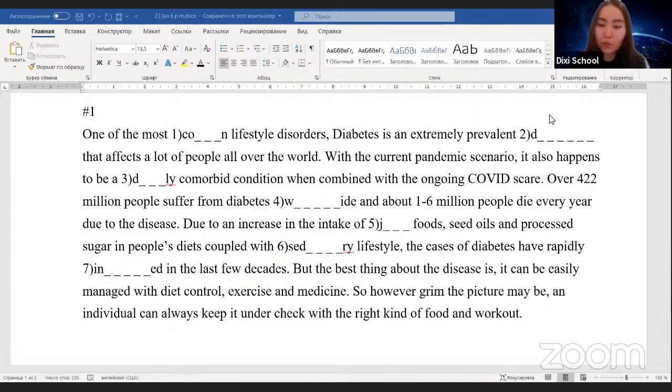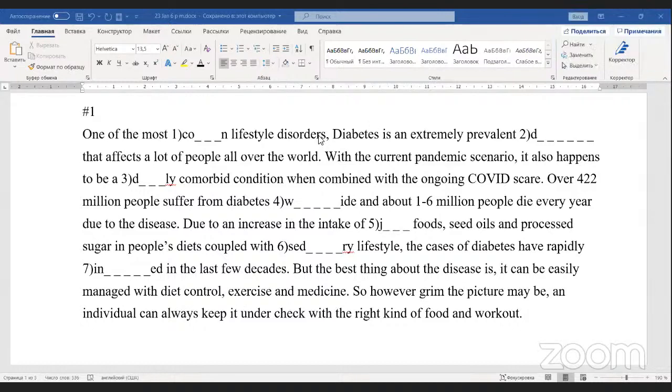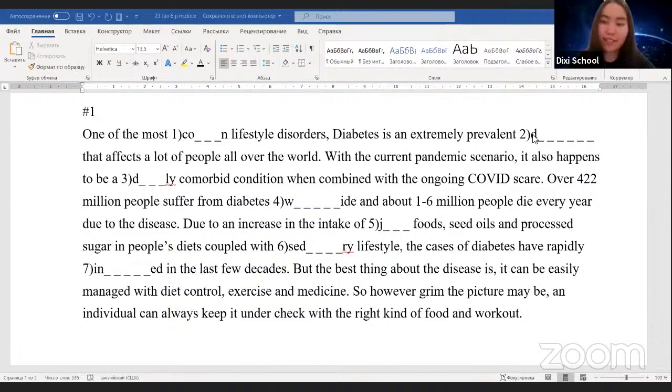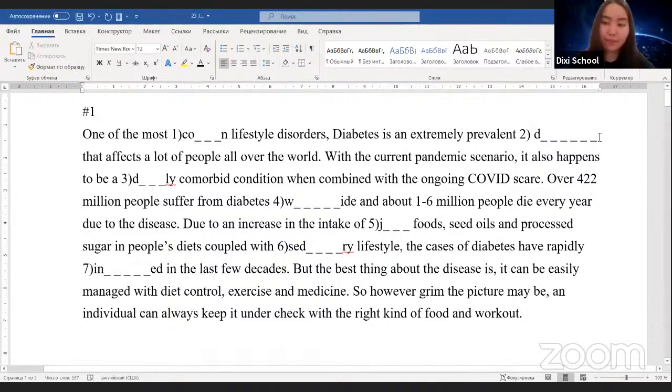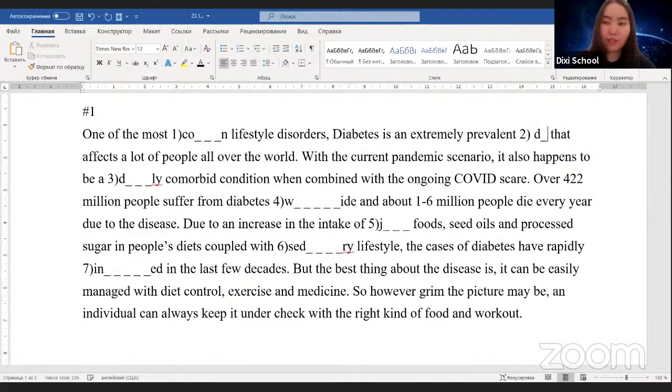And what about the second one, Timothy? How do you think? For example, try to look at the context here. What is diabetes actually? Disease. Yeah, disease, excellent. So this is the word disease, right? So let's write them down and proceed. And here we go with common.